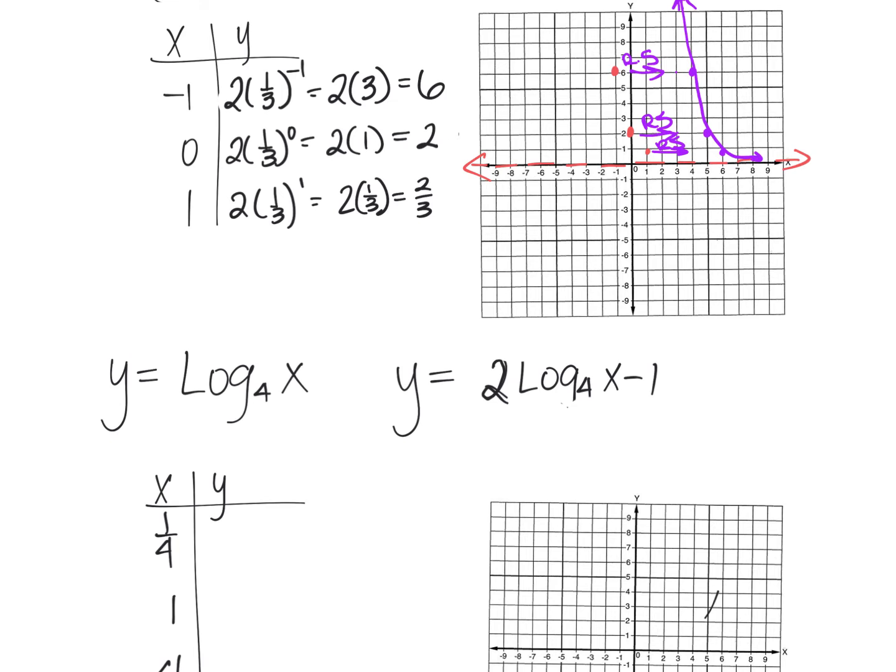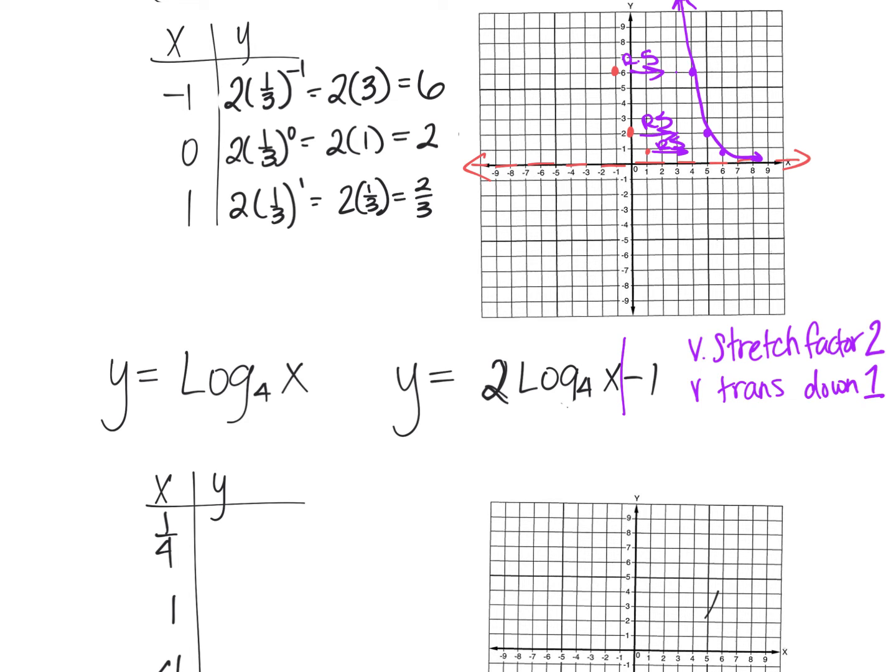So now we're going to do a log one. Log base 4 of x. And y equals 2 times the log base 4 of x minus 1. Can we describe this transformation? It's a vertical stretch, factor of 2. That minus 1 is not in parentheses, so that makes it a vertical translation down 1.